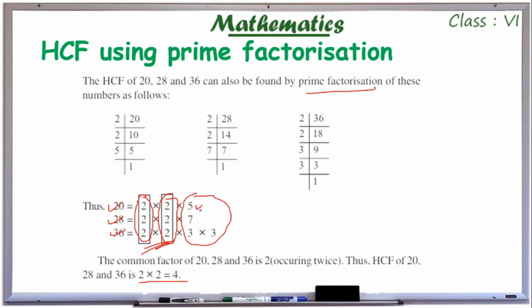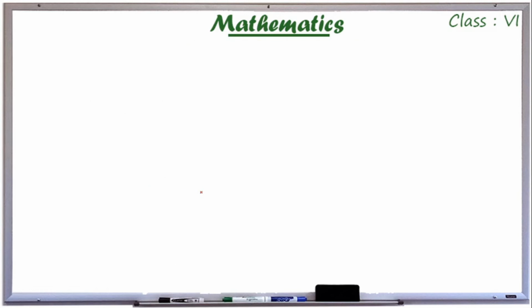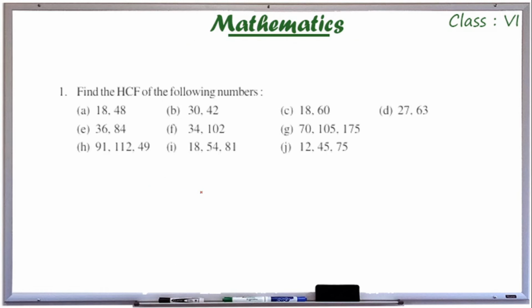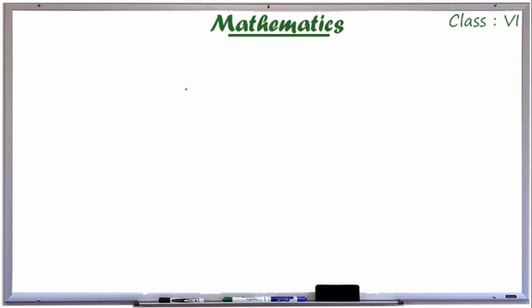Here only 5, no 5 in other two numbers, only 7 here, and only 3 and 3. This 3 is not in here or here, so these are not common. Only common elements are 2 and 2. So 2 into 2 is equal to 4 is the answer. Then I will show one more example.